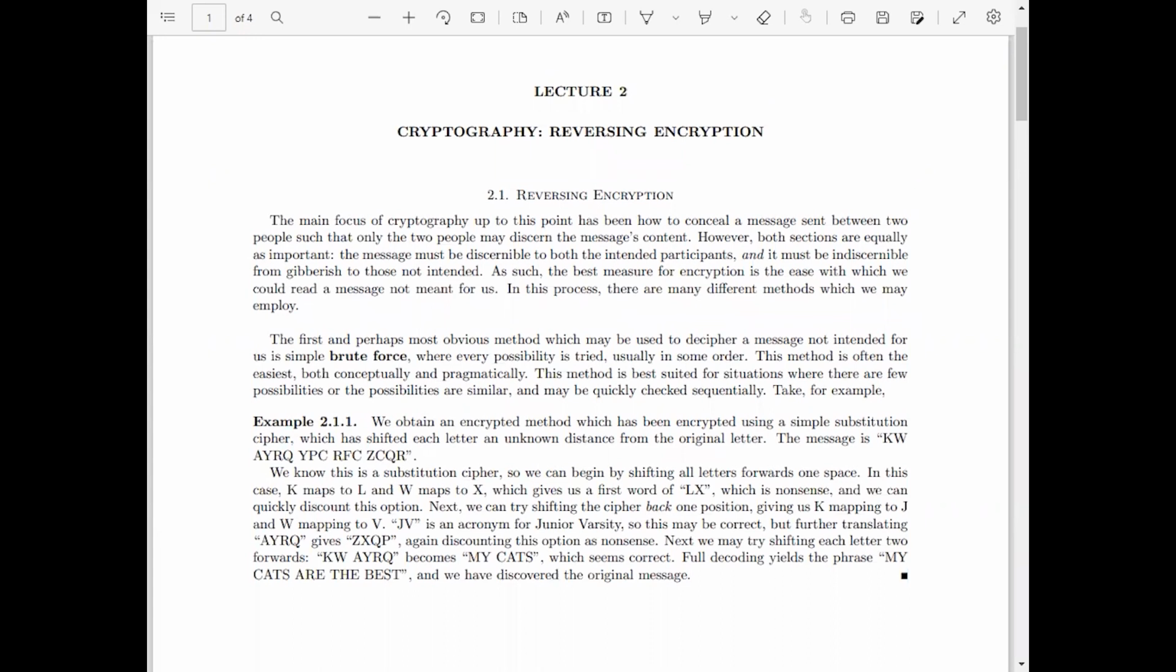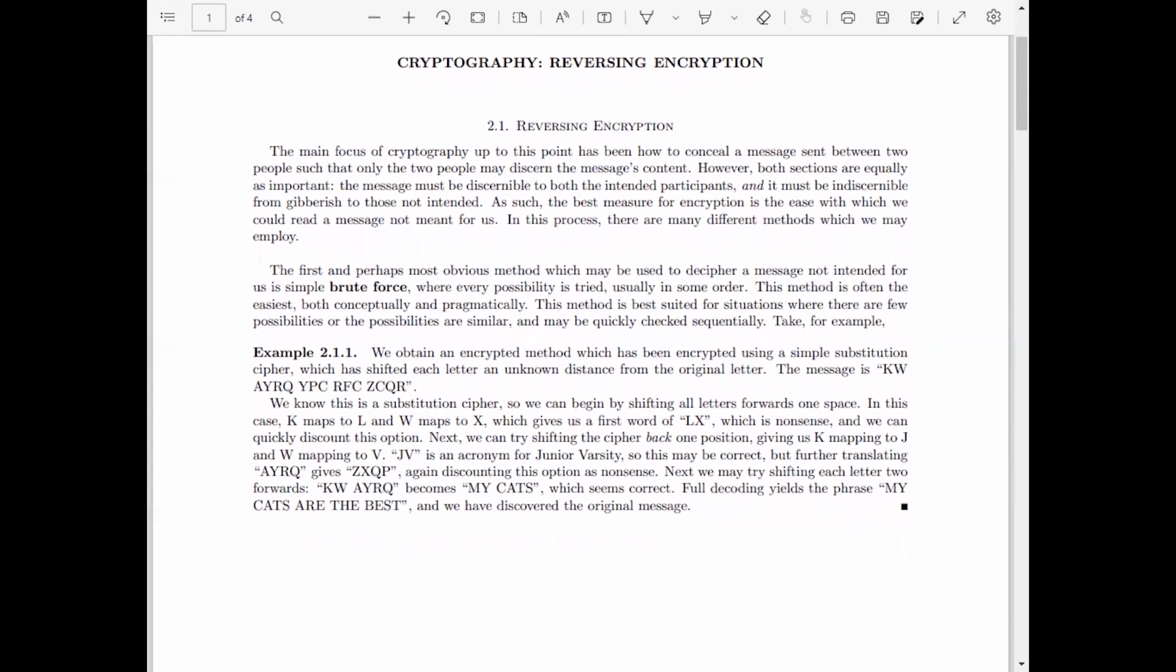So we've encountered a message that wasn't intended for us. People don't want us to read it. How can we use our knowledge of mathematics to effectively and, more importantly, efficiently make it so that we can read that message? Without further ado, let's go ahead and pop in.